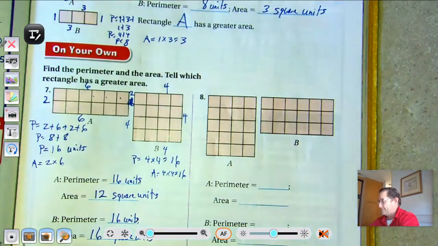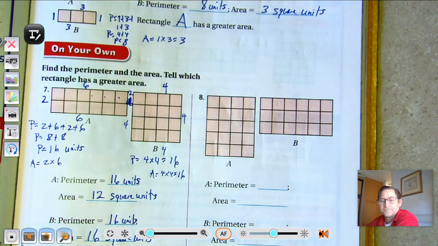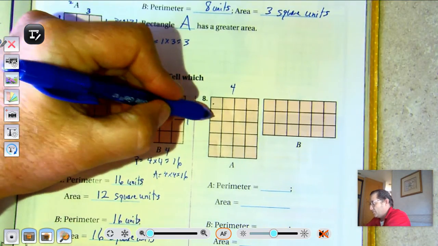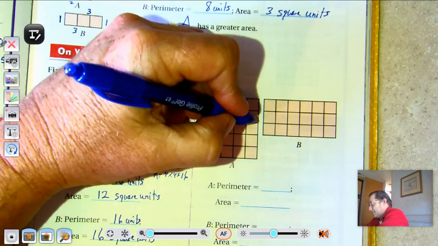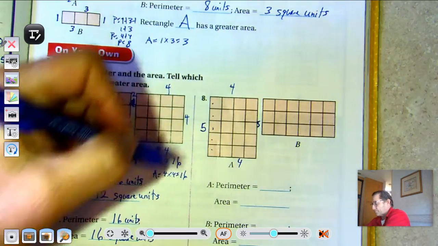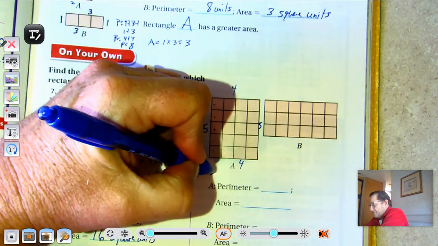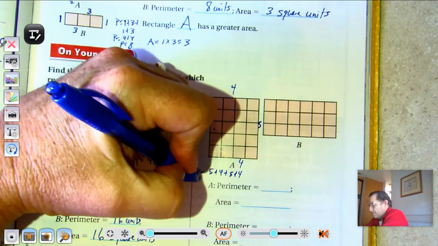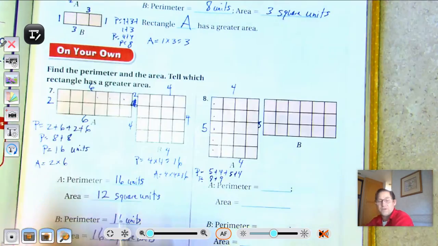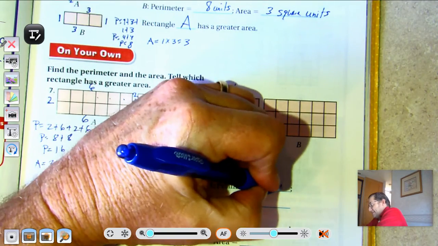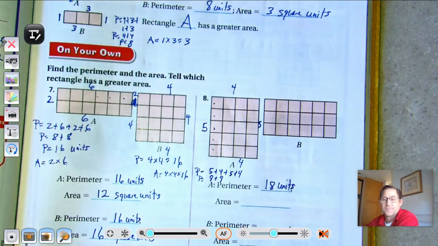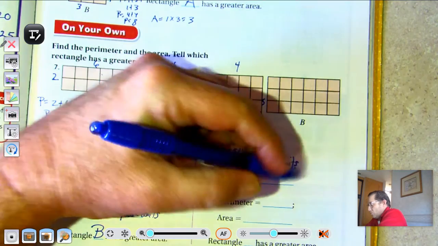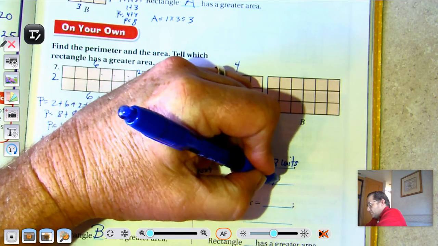Right? How about A? 8. Well, this is 1, 2, 3, 4 by 1, 2, 3, 4, 5. So perimeter of A is 5 plus 4 plus 5 plus 4. 5 plus 4 is 9. So 9 plus 9, 18 units. What's the area? The area is 5 times 4. So 20 square units.